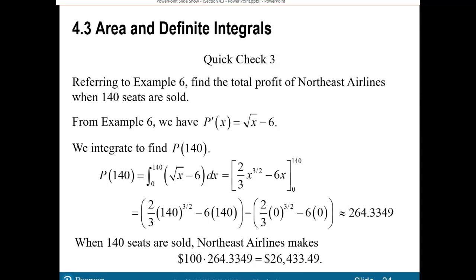So that means when 140 seats are sold, Northeast Airline makes, this was in hundreds, so multiplying that by 100 would give me $26,433.49. So whether you multiply by 100 or 1,000 or by nothing will depend on the units explained in the original problem. If it says it's in hundreds or in thousands, you have to pay attention to that.